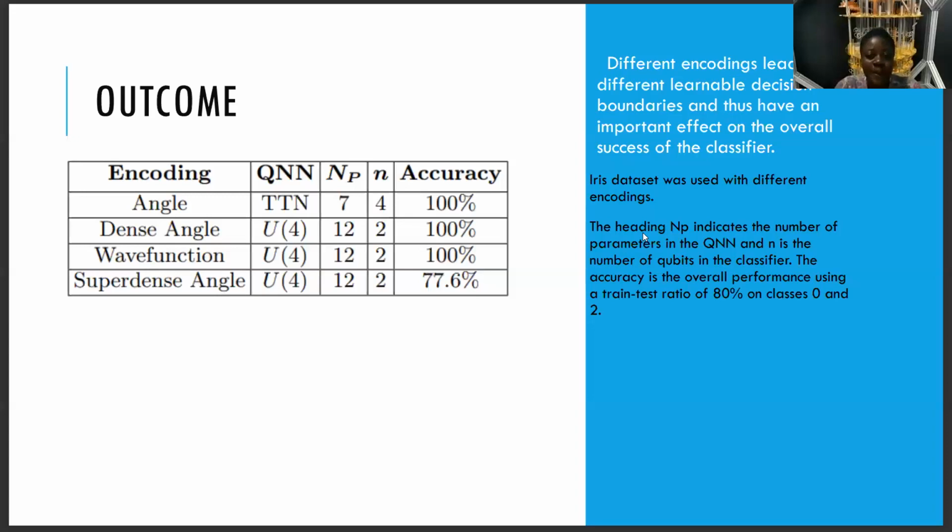So with the paper I used, when they tested, they tried different data encodings. They looked at the dense angle, the wave function, and the super dense angle. The last one they didn't do themselves, and another group of researchers worked on that. But for this paper I read, they worked on these three, and they got very good accuracy results. But for the super dense angle, there was a problem because you can see the accuracy is very low.